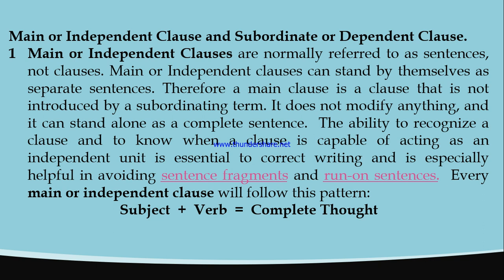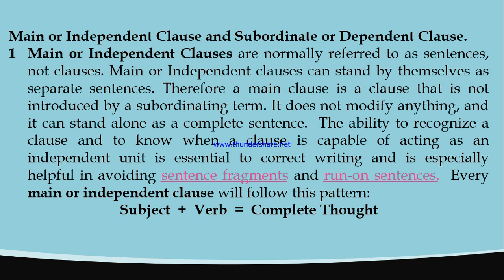The ability to recognize a clause and to know when a clause is capable of acting as an independent unit is essential to correct writing and especially helpful in avoiding sentence fragments and run-on sentences. What is it? The ability to recognize a clause and to know when a clause is capable of acting as an independent unit. आपको एक तो if you are good at taking out the independent clause, and know when it can act as an independent unit, that is essential to correct writing and especially helpful in avoiding sentence fragments and run-on sentences. It helps you in writing good.